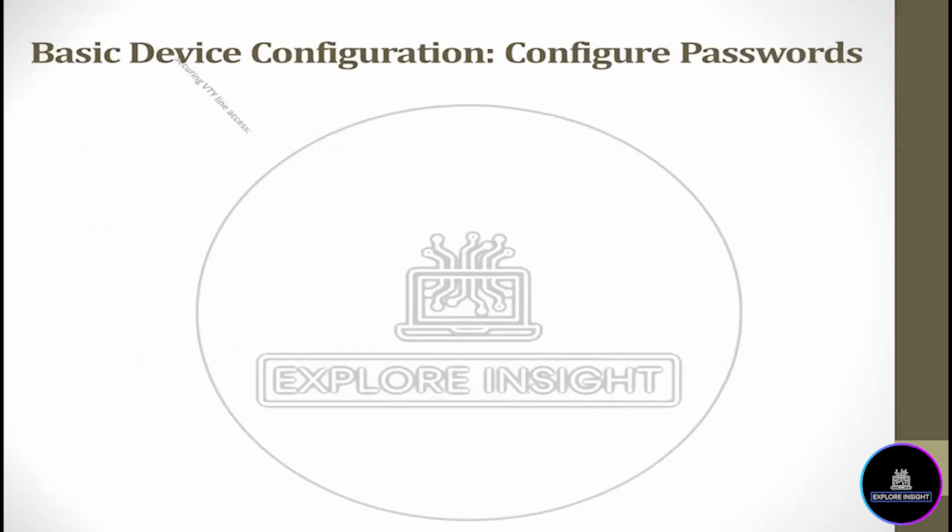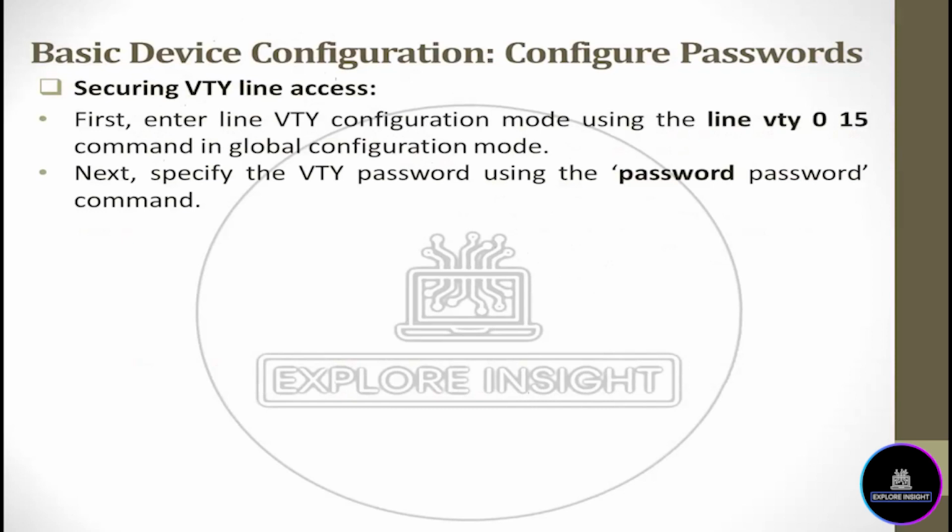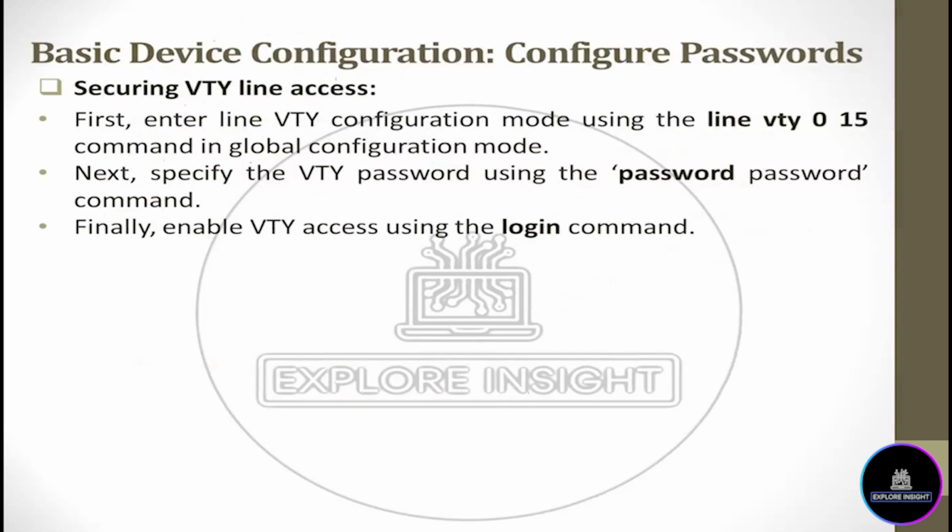The third security I would like to talk about is securing the VTY, which is the virtual terminal. So how do we do this? The first thing is to enter the line VTY configuration mode. That's just telling us the line configuration mode. We do that by using the line vty 0 15 command in the global configuration mode. And next is to specify the VTY password using the password command. Remember, we have to change this to the password we want. And then finally, we will just enable the VTY access using the login command.